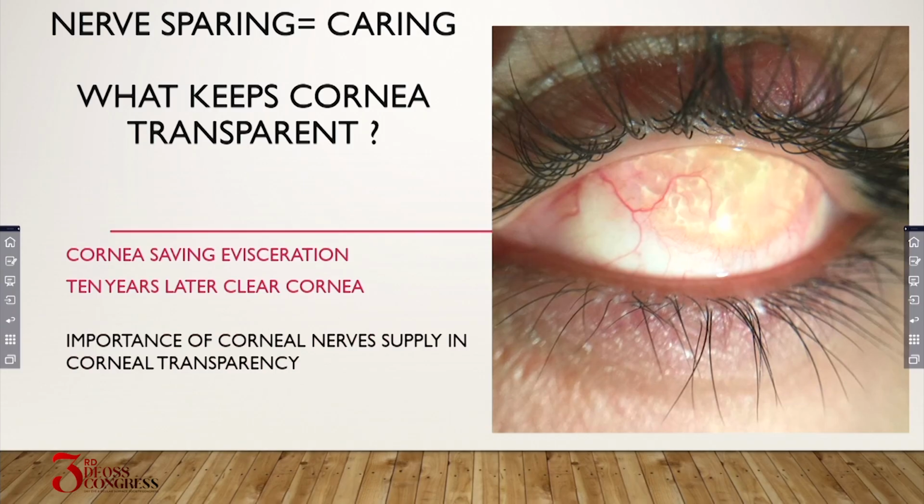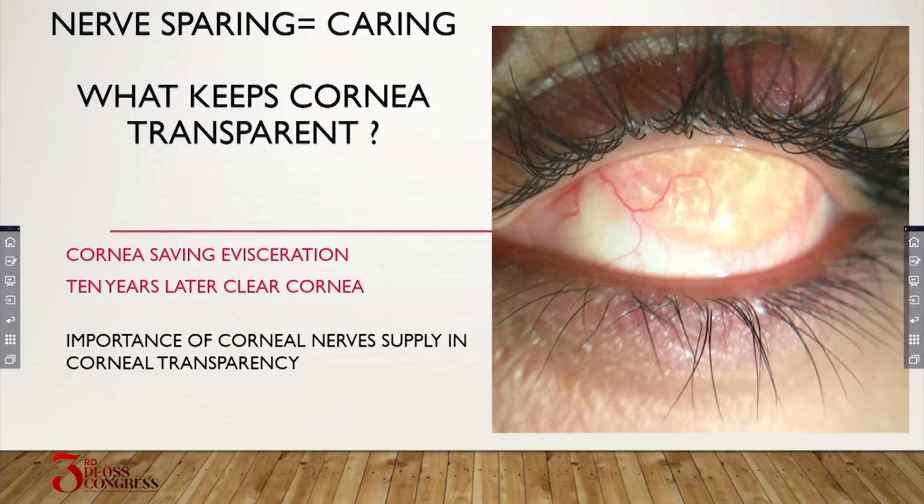This is one of the earliest things that Rohit and I had talked about. I am basically also an oculoplastic surgeon who does a lot of cornea-saving eviscerations. So I had done cornea-saving eviscerations where I used to go halfway, go along, save the long ciliary nerves, and not damage the nerves at all. Keep the nerves even if you have just the shell.